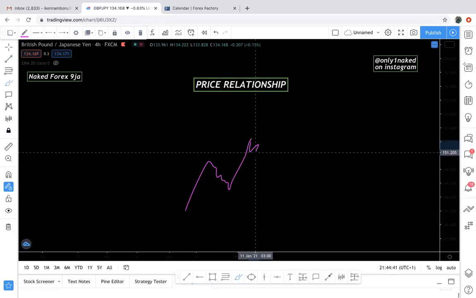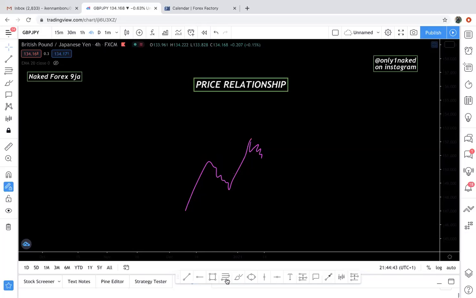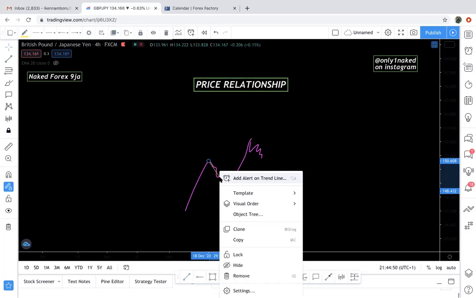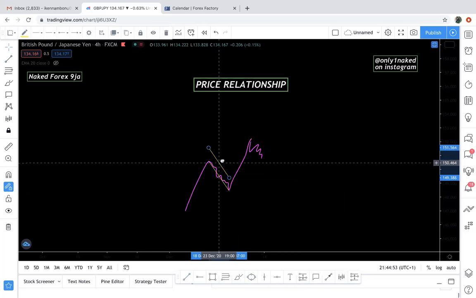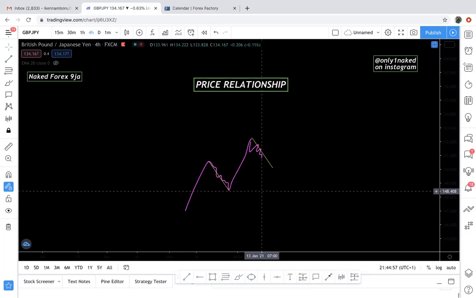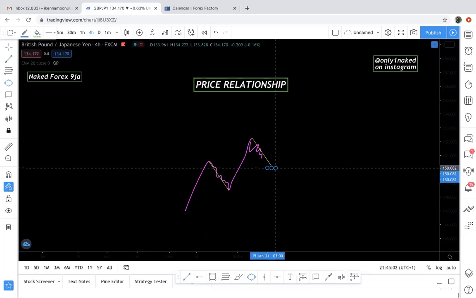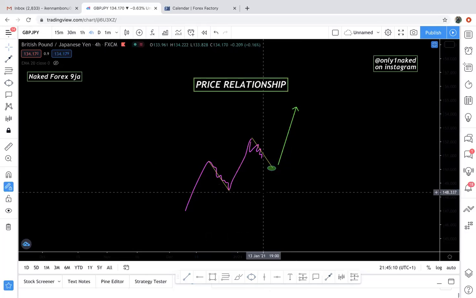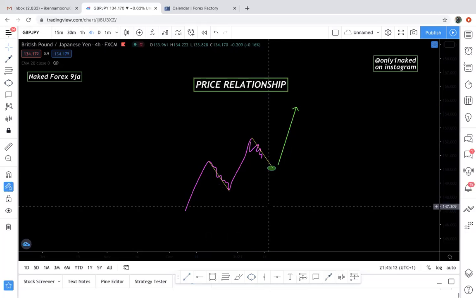When we start to have that pullback, we're going to do something using our trend line. We have to measure this particular swing right here. We just look for swing to swing, and then we clone it. Once we do that, we bring it right here, and we have like a 90% probability that this is going to get to the zone and start to reject to the upside. That's simply what we are looking for in the market, and that's what price relationship is all about.